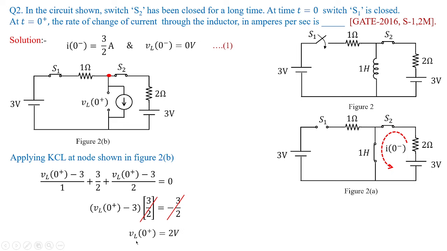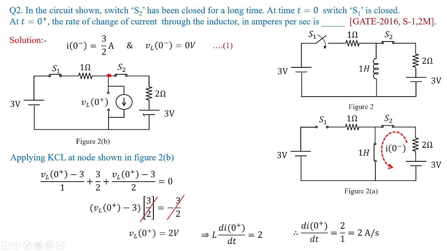So this is how we have framed the value of VL of 0 plus. But exactly what we require? At t equal to 0 plus, the rate of change of current. We know that the formula for inductor, as I have already told you, L di by dt is the value of voltage across the inductor. So L di by dt of 0 plus will be equivalent to 2 volts, and the value of inductor is given as 1 Henry. So di of 0 plus by dt is equal to 2 by 1, which is equal to 2 amperes per second.